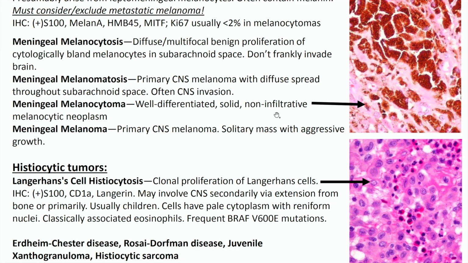So some histiocytic tumors. Classic, we've got Langerhans cell histiocytosis, which is going to be a clonal proliferation of Langerhans cells. On IHC, it's going to be positive for S100, CD1A, and Langerin. It may involve the CNS secondarily via extension from the bone or primarily. Usually in children, and the cells will have pale cytoplasm with reniform nuclei, classically associated with eosinophils, and a frequent BRAF V600E mutation. You can see all the eosinophils pictured here.